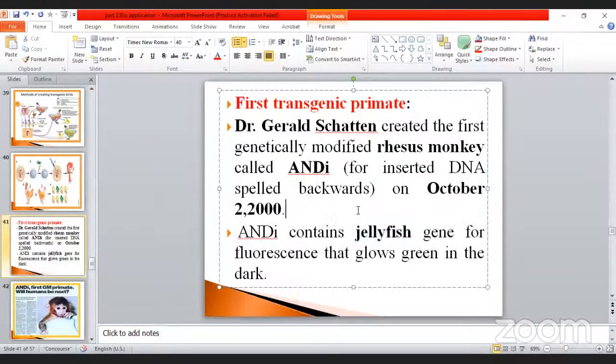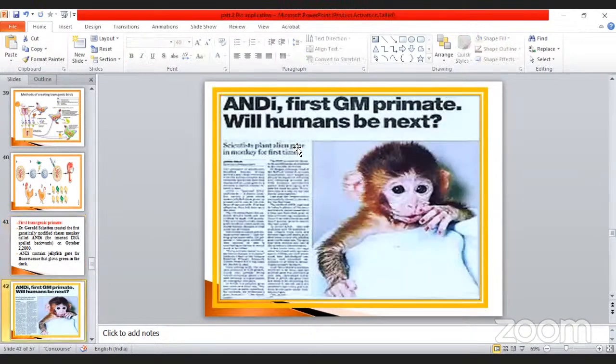See this. The gene responsible is the jellyfish gene for fluorescent color, which glows green in the dark. This is very, very important, my dear. See the slide: first GM primate. Will human be next? Suppose we introduce it into human beings. What happens? Sometimes at night time, the fluorescent color will be emitted. That is very, very important, my dear.